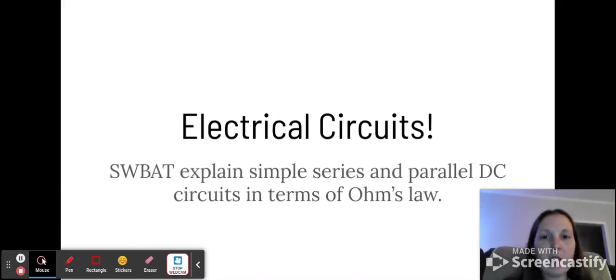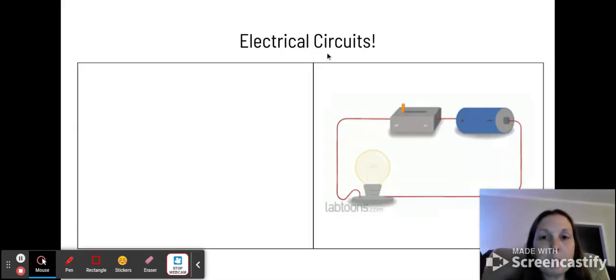Hey everyone, this is our lesson on electrical circuits. So by the end of this lesson, you should be able to explain simple series and parallel direct current circuits in terms of Ohm's law, which we looked at in the previous lesson.